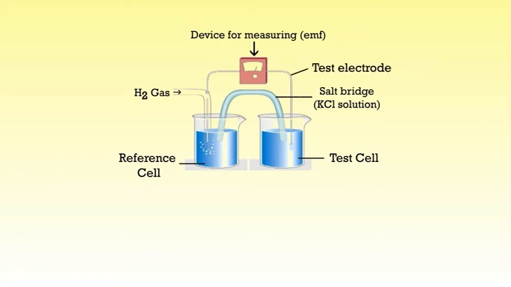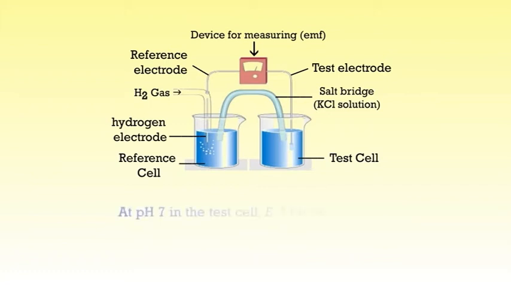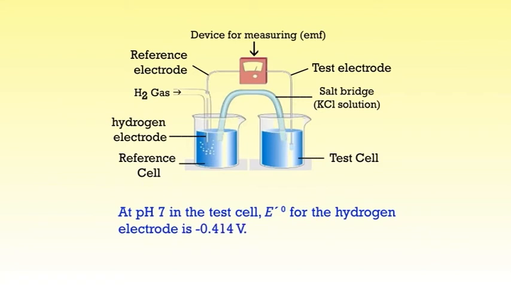Electrons flow from the test electrode to the reference electrode or vice versa. The ultimate reference half cell is the hydrogen electrode, as shown here at pH 0. The electromotive force, the EMF, of this electrode is designated 0.00 volts. At pH 7 in the test cell, E prime naught for the hydrogen electrode is minus 0.414 volt.